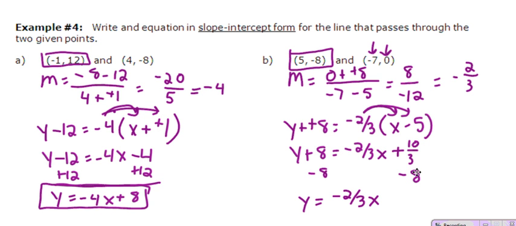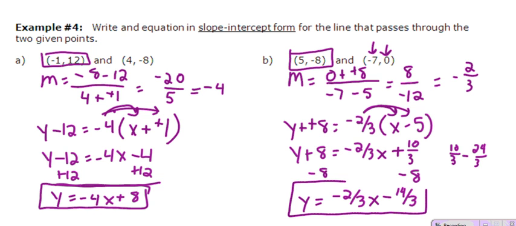Again, you can put this in your calculator, but in order to subtract these, I need the same denominator. So 8 is the same as 24/3. So I'm taking 10/3 minus 24/3. 10 minus 24 is negative 14. So it's minus 14/3. Again, sometimes you're going to get fractions. You can check all of this in your calculator, right? But that's my answer. That's slope-intercept form.